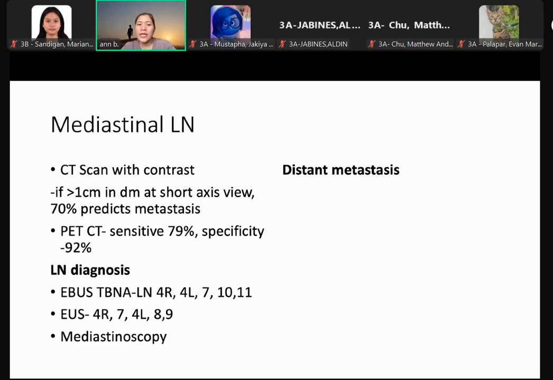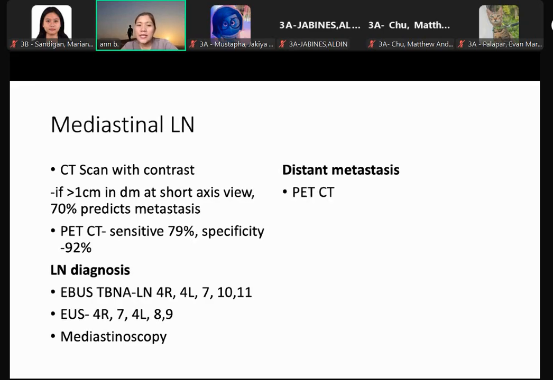Mediastinoscopy is accessible only on the subcarinal and the station 2, station 3 left or right. So we can do that with mediastinoscopy, or even much better if you have the video assisted mediastinoscopy. But in our time, we don't have that. Only the mediastinoscopy, direct vision.